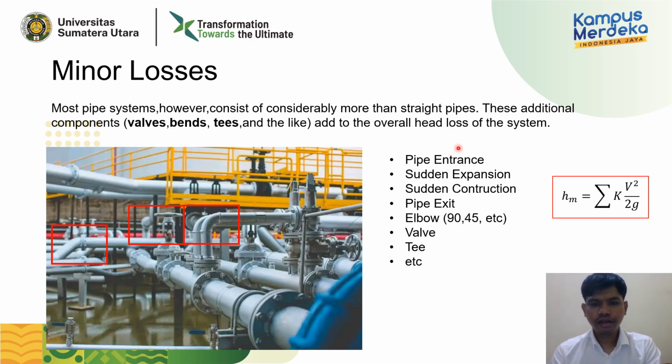So this is some components of pipe system that are related with minor losses: pipe entrance, sudden expansions, sudden contractions, pipe exit, elbow, whether it is a 90 degree, 45 degree, 30 degree, or 60 degree, and also valve, tee, and others. What we need to do is we need to know the coefficients of the minor losses, which is what we call K.